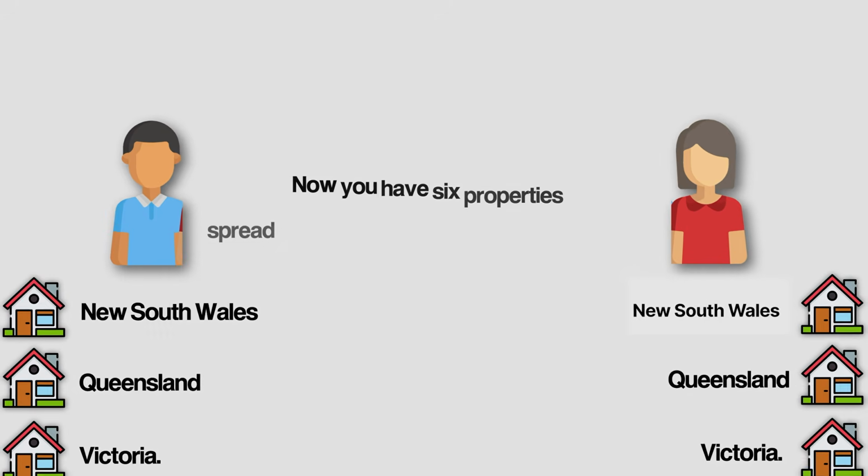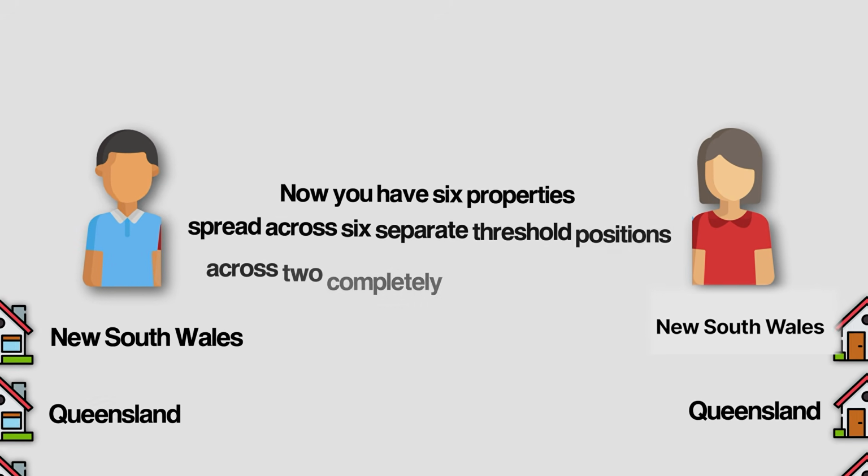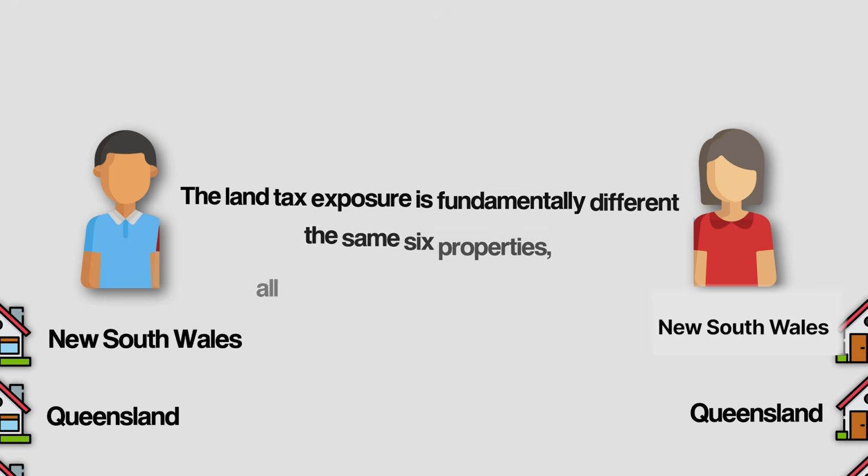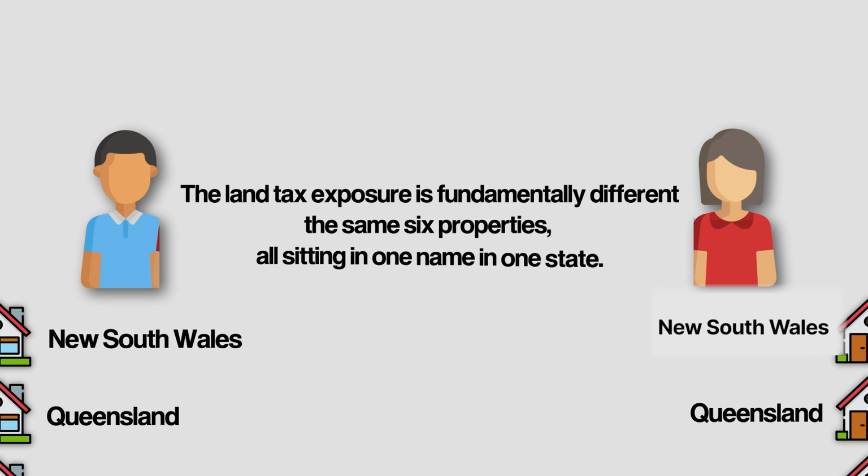Now you have 6 properties spread across 6 separate threshold positions across 2 completely different individuals. The land tax exposure is fundamentally different to the same 6 properties all sitting in one name in one state. The order of those purchases matters too, because it depends on whose borrowing capacity is being used at which point. That is the conversation to have with your broker before you buy, not after.